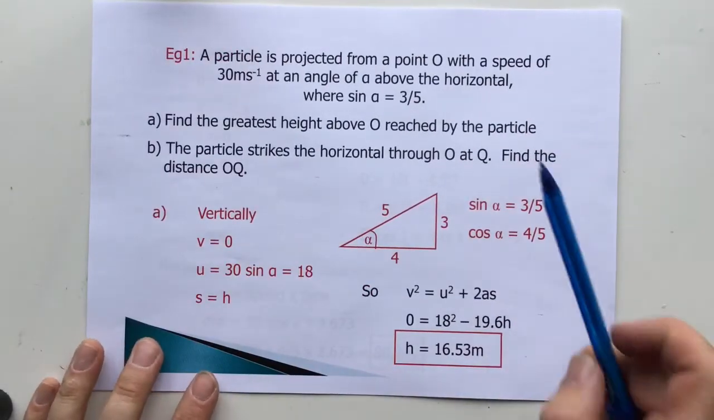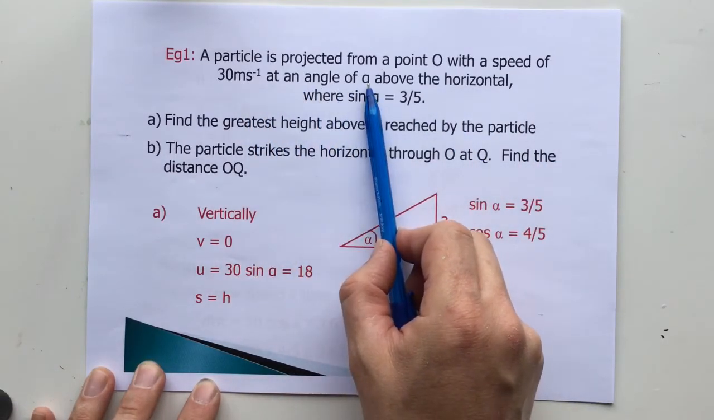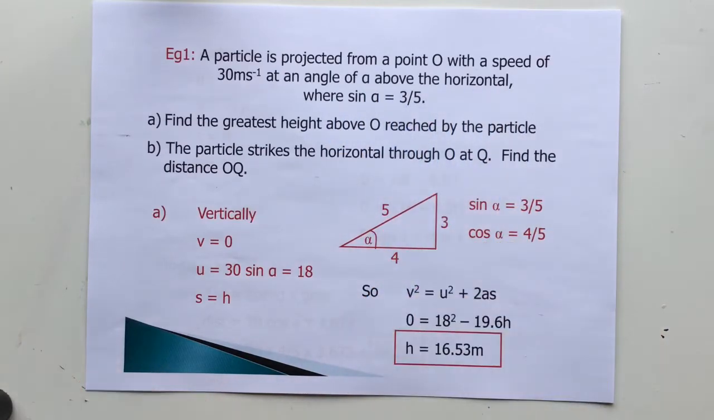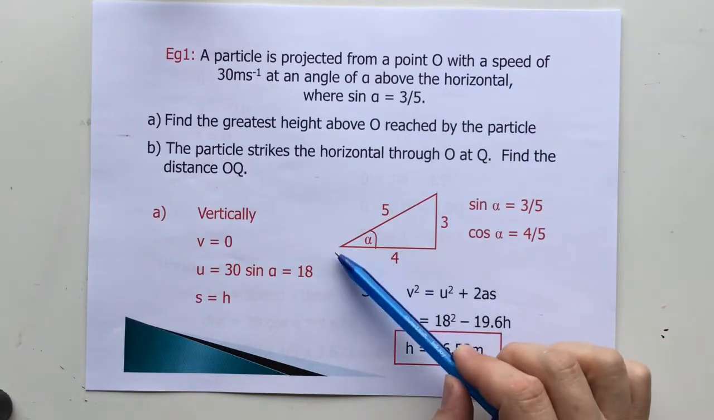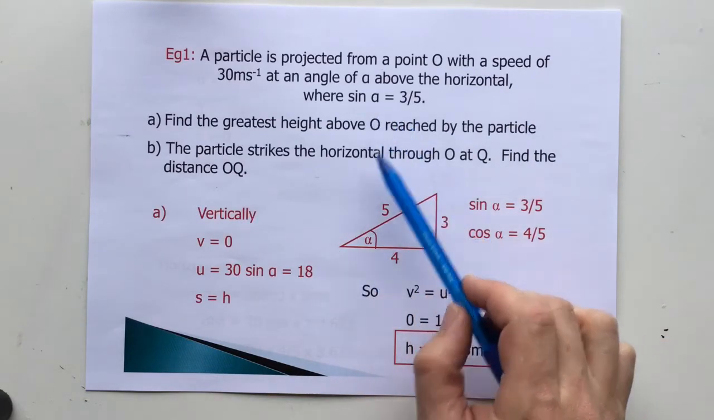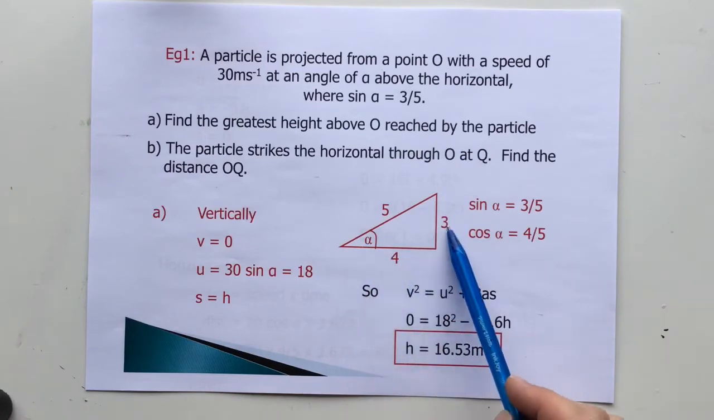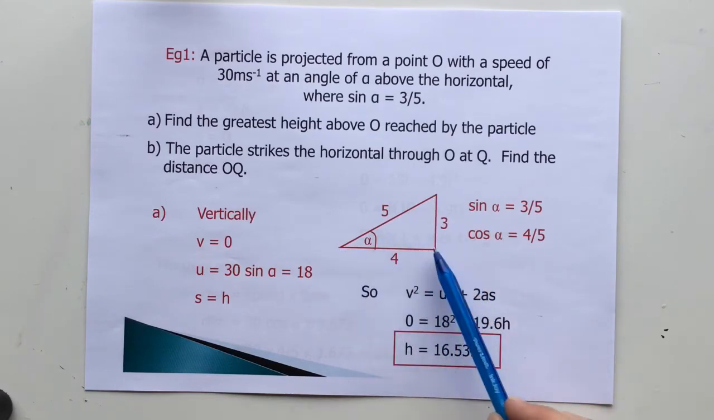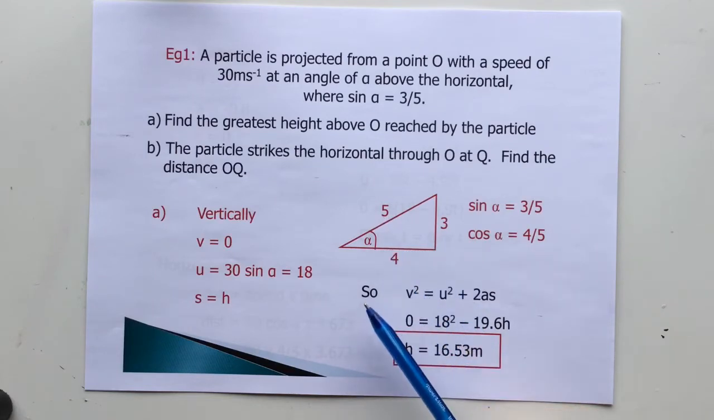A particle is projected from a point O with a speed of 30 meters per second, at an angle of alpha above the horizontal, where sine alpha is equal to 3/5. This is quite a common way of writing things when you have a nice angle that can be done as a triangle like this, where sine is opposite over hypotenuse, 3/5. So you can make up a little right angle triangle there, where the opposite is 3 and the hypotenuse is 5.